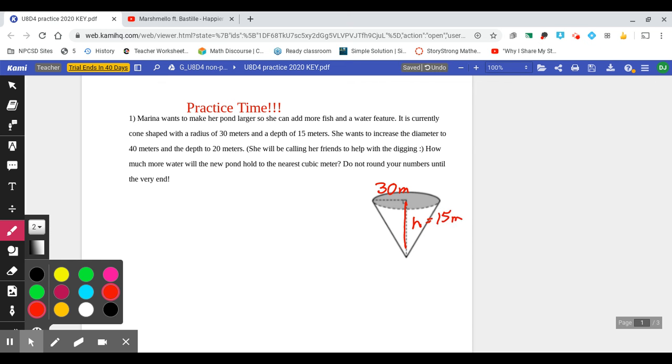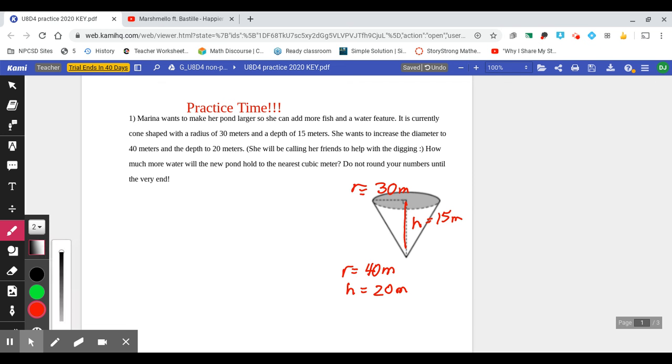Okay, now she wants to increase that, so we want to change that. Let me put an R here. Our new R is going to be 40 meters. And our new height, she's got to dig deep now. She's got to get down another 5 meters. She's going to be calling her best friends to start digging for her pond. And then the question says, how much more water will the new pond hold? So we're definitely talking volume here.